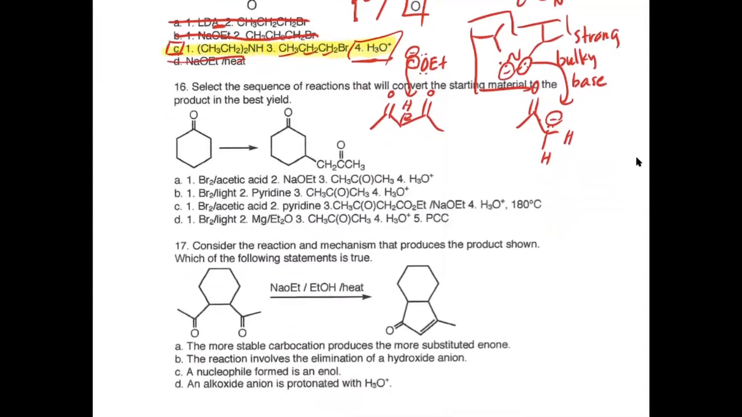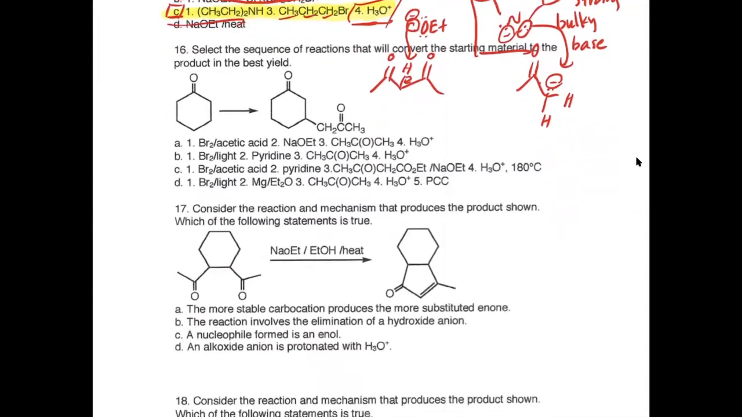All right. So for 16, it says to select the sequence of reactions that are going to convert the starting material to the product in the best yield. And what's different between our starting material and our final product? We have another ketone added, right? Yeah. Do I need to know the position of this? Because that would be what? No, right? By position, beta.